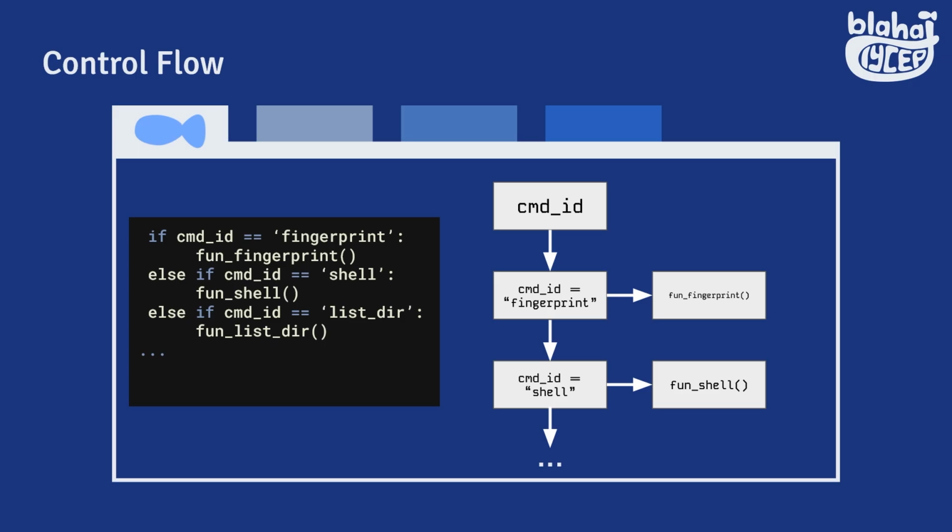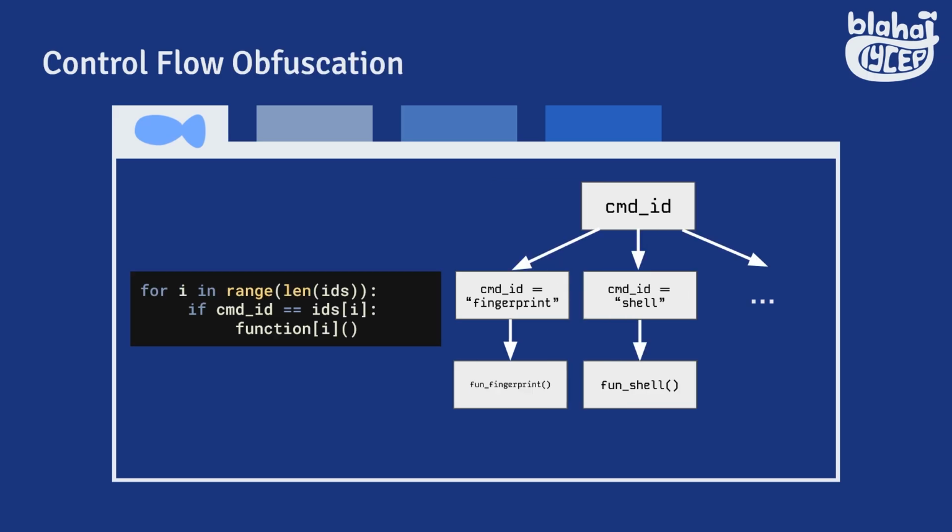It goes: command ID, check if it's equal to this. Okay, it's equal to that branch. No, it equals something else. Go down. Okay, branch, right? Very straight, very easy to analyze, right? Because it's just a bunch of if statements.